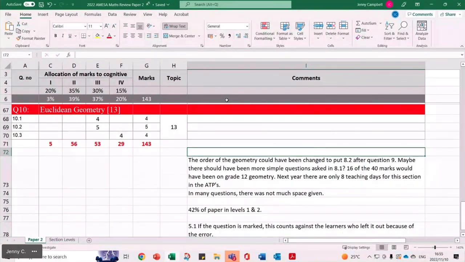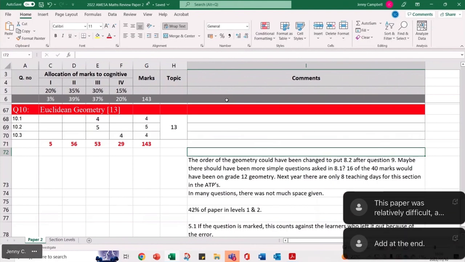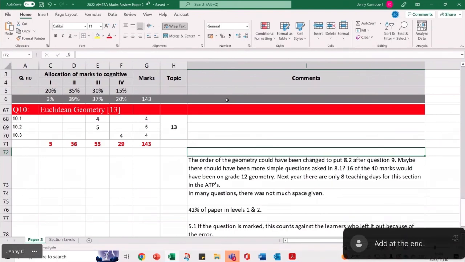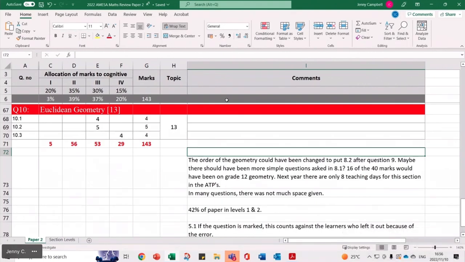And now I open the floor to any comments about anything on the paper, the answer book, the language, the accessibility, anything you want to say. Go for it. Hello, ma'am. Yes, go for it.